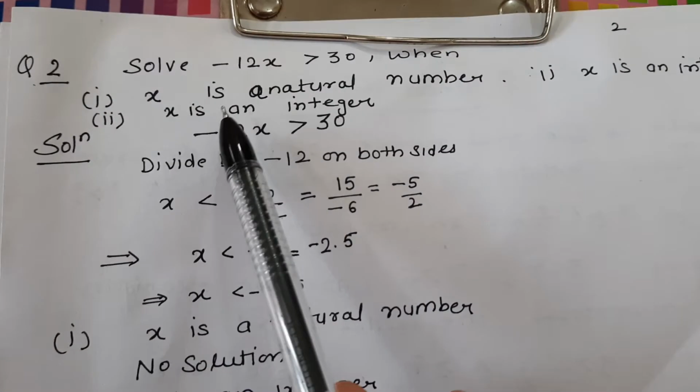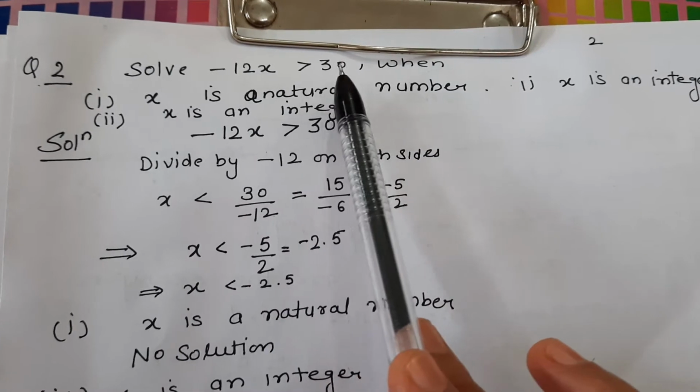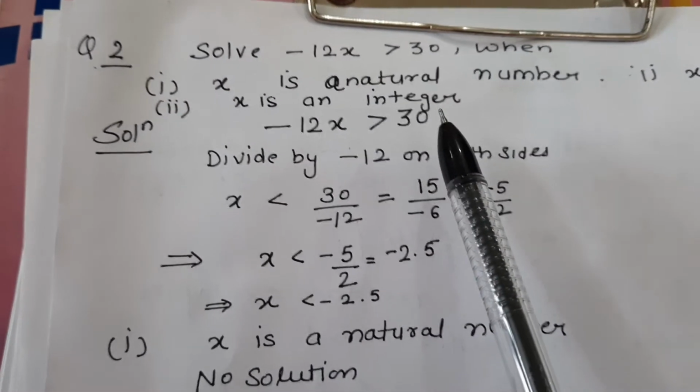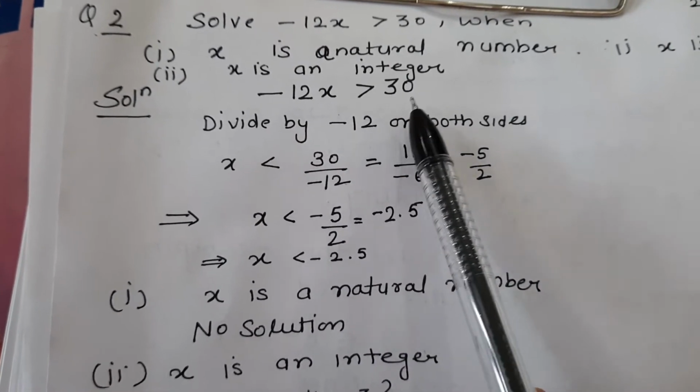Now the second question is, solve minus 12x greater than 30. The first part, x is a natural number. The second part, x is an integer, right? We have minus 12x greater than 30.